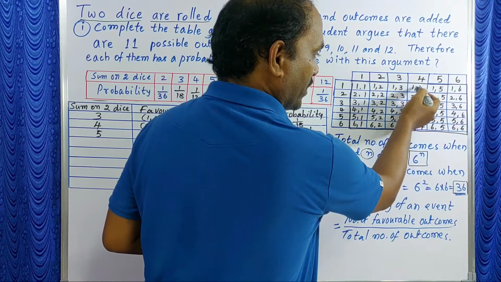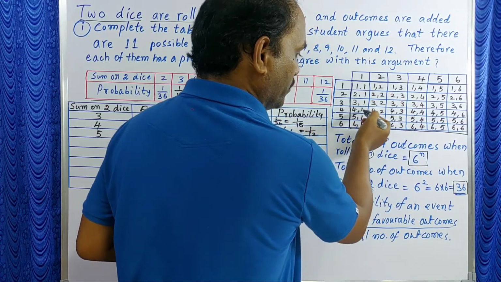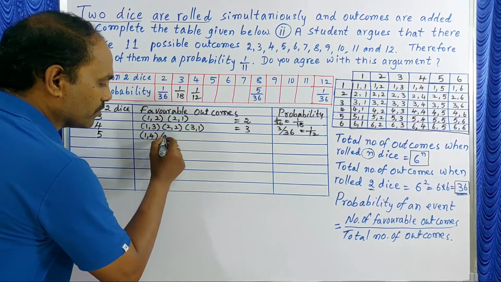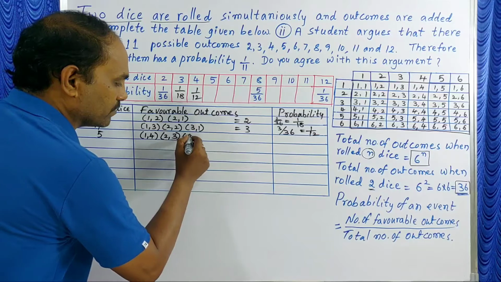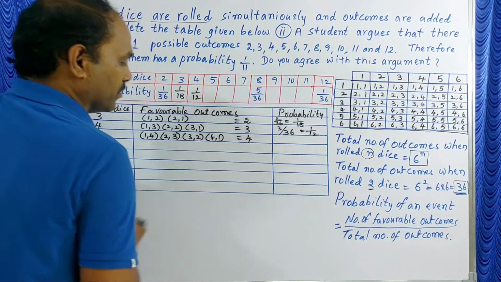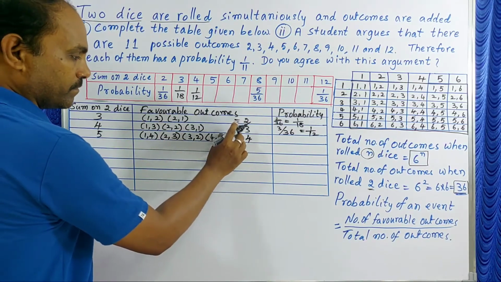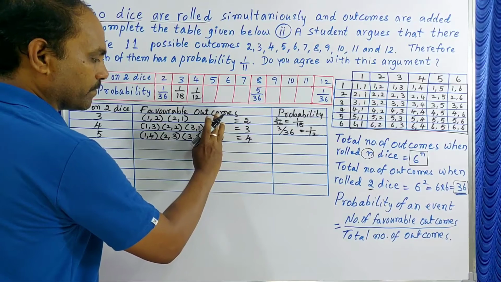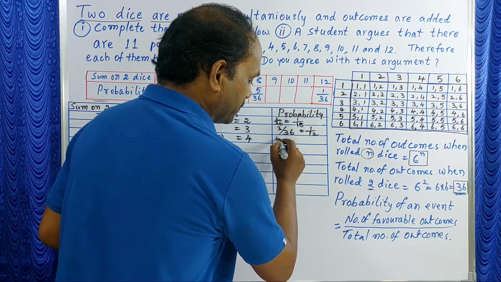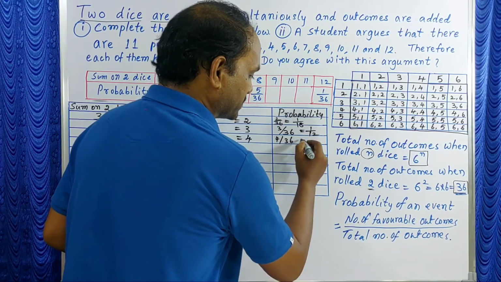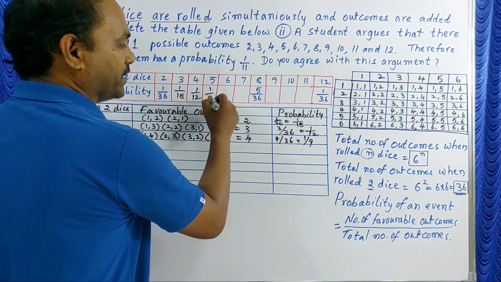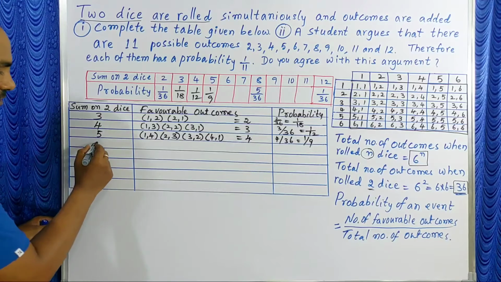5. So 1 4, 2 3, 3 2, 4 1. Total 4 outcomes are there. Total 4 outcomes means 4 by 36. So 1 by 9. Here 1 by 9. Next, 6.